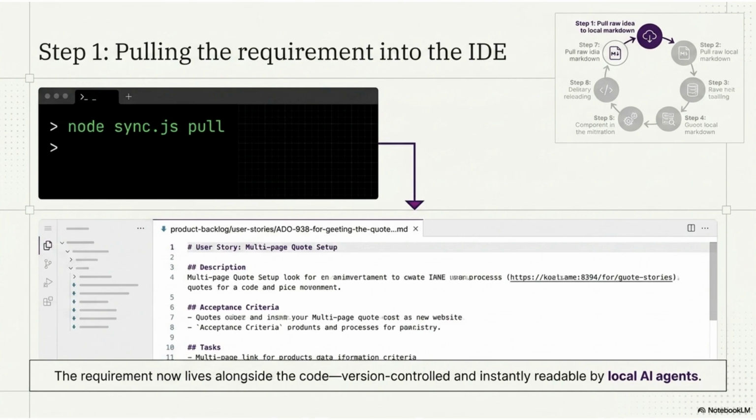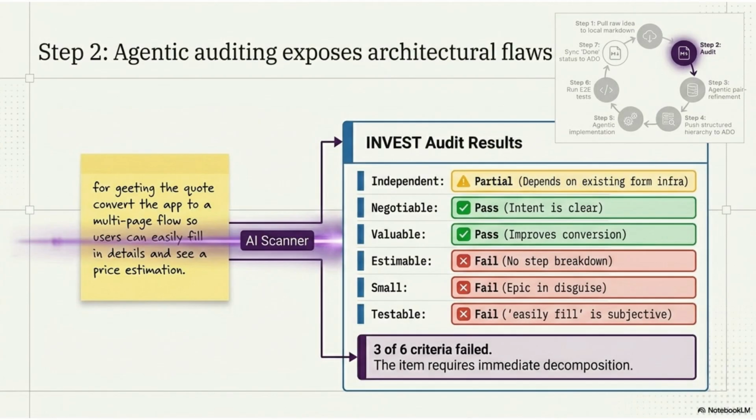The raw item is transformed into a version-controlled Markdown file, instantly ready for our local AI agents to process. Next, we use agentic auditing to expose architectural flaws. The AI evaluates the requirement against INVEST criteria, identifying missing details or decomposition needs immediately.